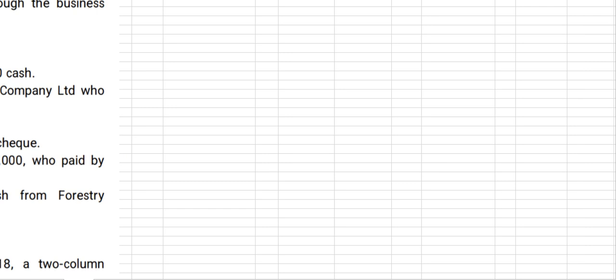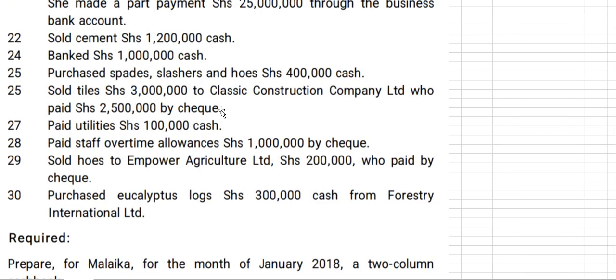What else do we have? Sold tiles 3 million to Class Construction Limited, who paid shillings 2.5 million. We only record the 2.5 million that we have received. The balance, we don't look at that. This is a sale, so the cash book will be debited. Paid utilities, it's a payment, and then you credit the cash column with 100,000.